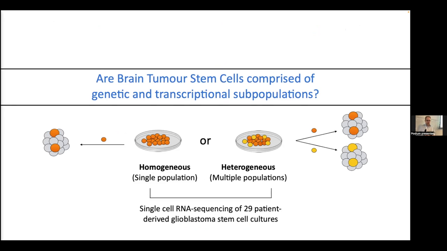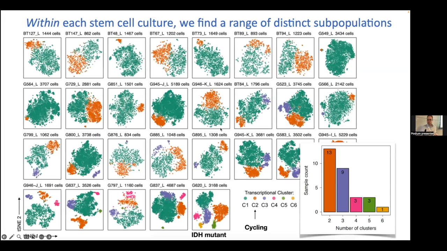So the first question was, are these all genetically and transcriptionally the same? So are brain tumor stem cells totally homogeneous or are they totally heterogeneous? So we had 29 patient-derived stem cell cultures. And we wanted to use single cell sequencing to answer this question. And the answer was it's both. Some of the cultures are, perhaps not surprisingly, clonal.